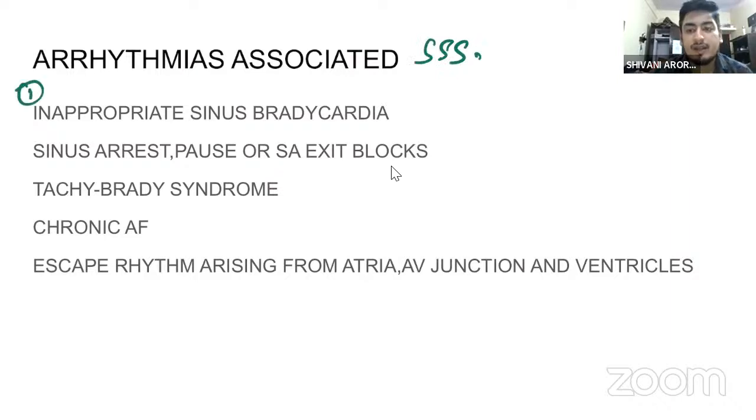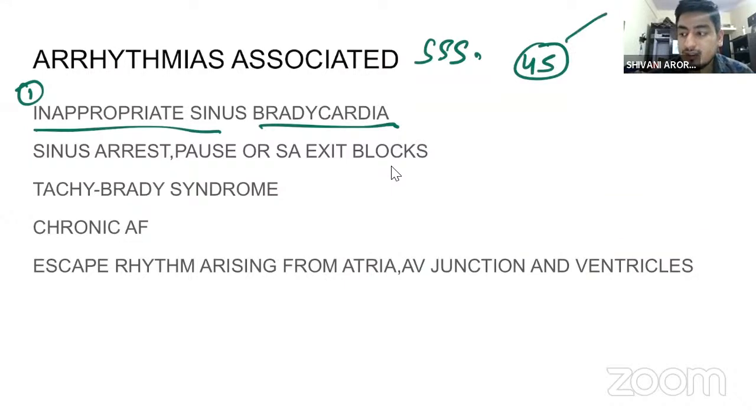First thing that is associated with sinus nodal dysfunction is inappropriate sinus bradycardia. Suppose a patient is having a heart rate of 45. The reason may be that there is SA node dysfunction, that is, the SA node is not working properly, so it is firing at a lower rate leading to bradycardia. Another cause may be that the person is an athlete or the patient is in resting state, so a heart rate of 45 may be normal for him.